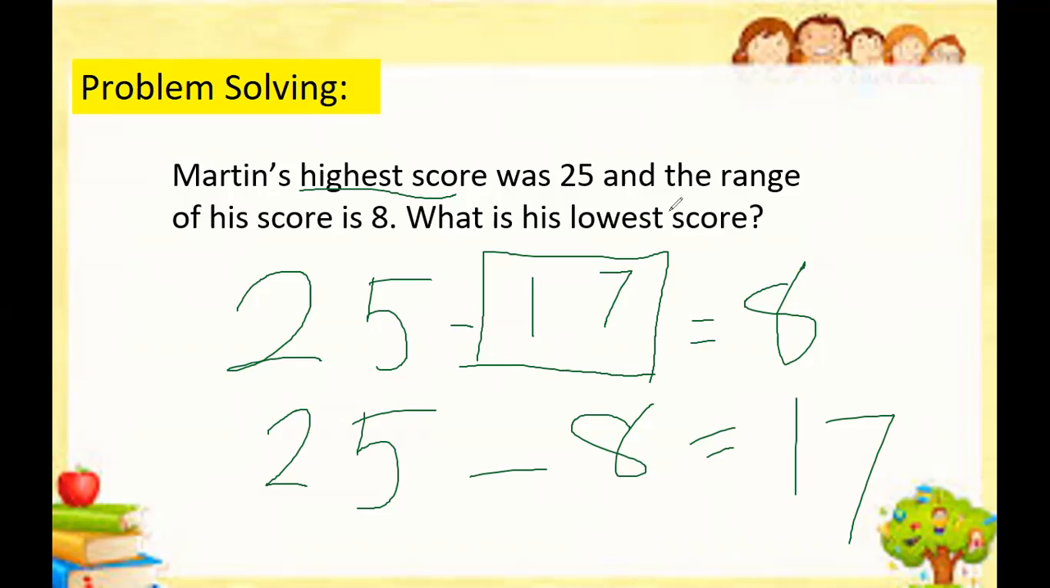Do you understand, year 6? I hope you understand now what is mode and range. Remember, mode is the number that has been written frequently or appeared the most. And the range is the difference between the highest score and the lowest score. Okay, I hope you understand everything. See you in the next lesson. Bye, year 6.